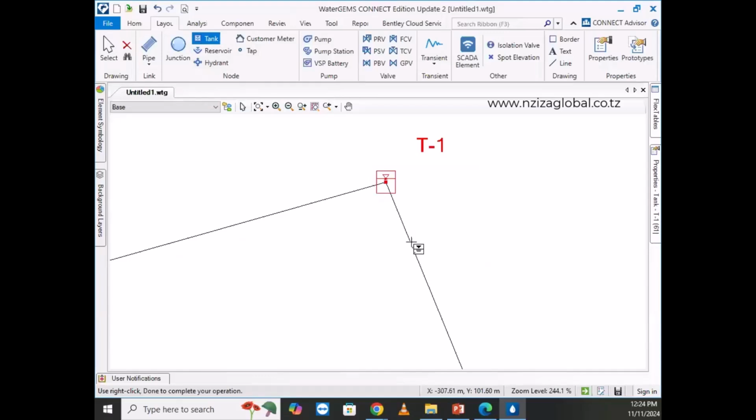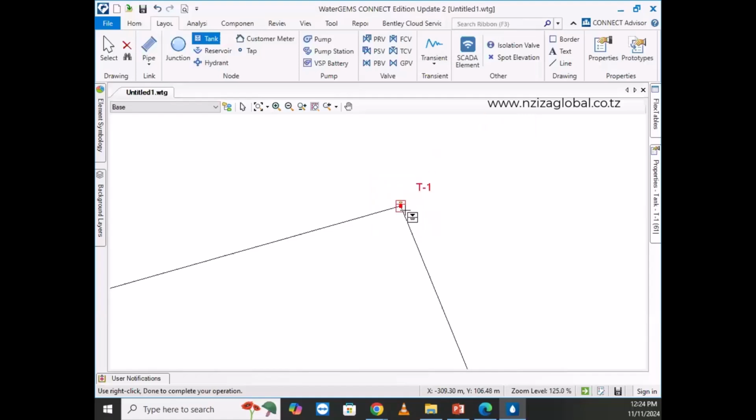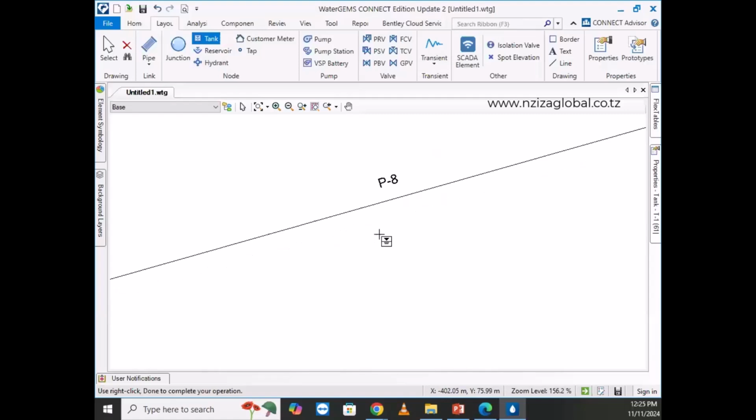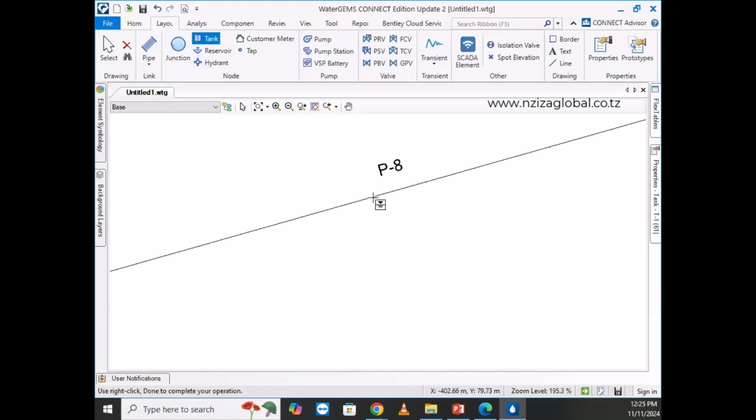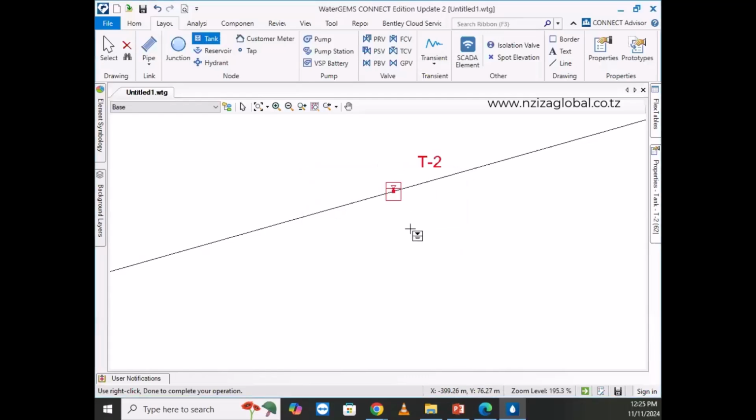Okay, you are getting it? For example, if you want to put a tank in this area, you just go to tank, come and click on this, and it immediately changes into a tank. It doesn't go only on a node or on another infrastructure. You can put it even here. I just come here and click. Would you like to split the pipe? You say yes. Immediately the tank will appear. Okay?